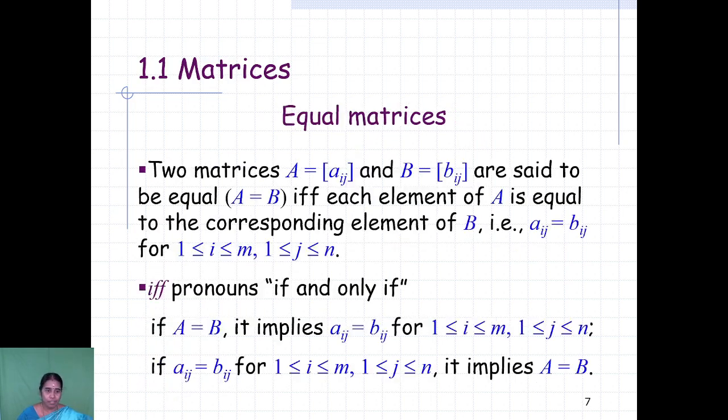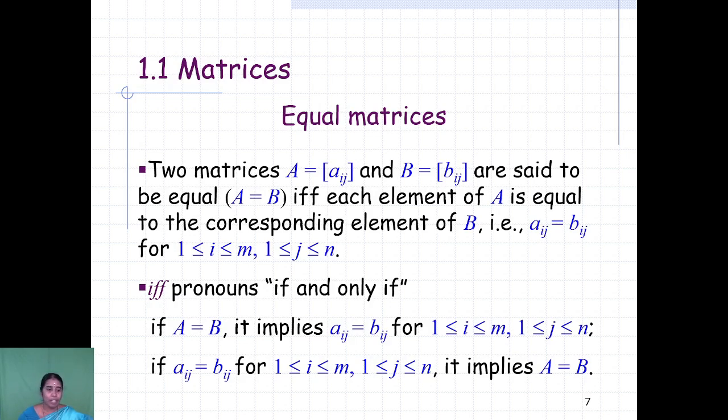Next, equal matrices. Two matrices A equal to [Aij] and B equal to [Bij] are said to be equal, that is A equal to B, if and only if each element of A is equal to the corresponding element of B. That is, Aij is equal to Bij for i from 1 to m and j from 1 to n. If A is equal to B, it implies Aij is equal to Bij for i between 1 to m and j between 1 to n.